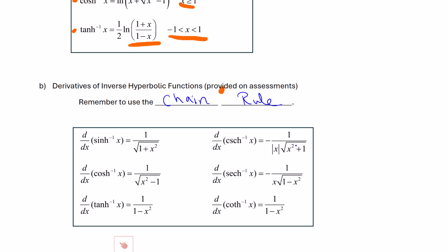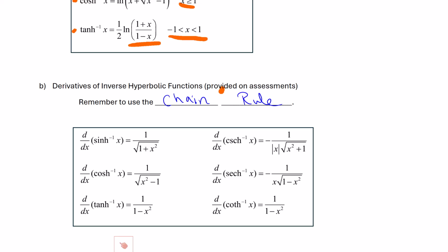We have the derivative of the sine hyperbolic inverse function of x, which is defined as a fraction 1 over the square root of 1 plus x squared. The derivative of cosine hyperbolic inverse of x is equal to a fraction which is 1 over the square root of x squared minus 1. And again, these will be provided, so you don't have to worry so much about memorizing them, but we do have to know how to use them. We'll be practicing those in some examples shortly. Moving on, the tangent hyperbolic inverse derivative is 1 over 1 minus x squared.